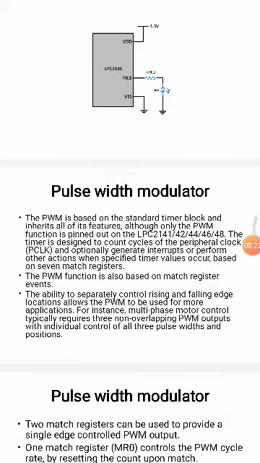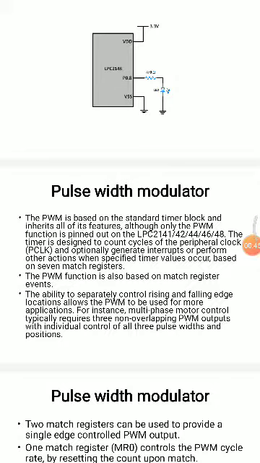The timer is designed to count cycles of the peripheral clock and optionally generate interrupts or perform other actions when specified timer values occur, based on the 7 match registers. The pulse width modulation function is also based on the match register events. It gives the ability to separately control rising and falling edges. Pulse width modulation is used in many applications.